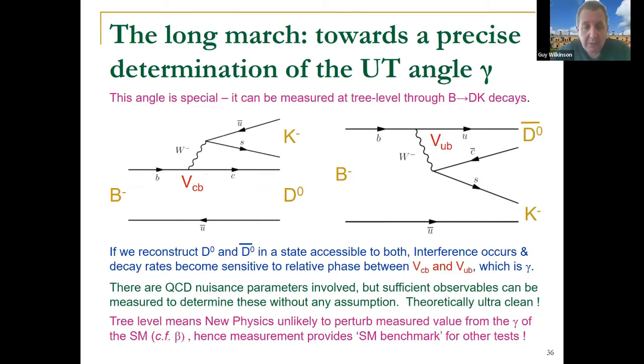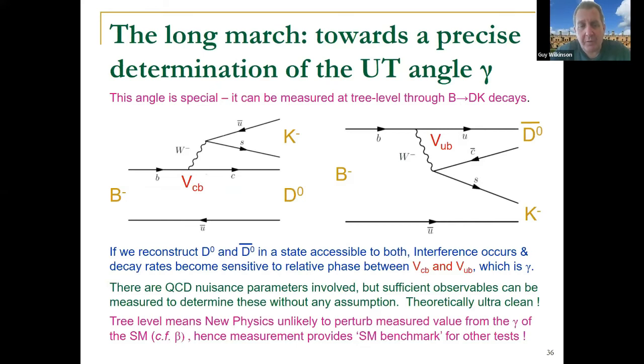Okay, as ever, there are QCD nuisance parameters involved, but there are sufficient observables that if you collect together enough decays, you can eliminate those and you can get at gamma cleanly. And what is very nice is that these are tree level processes, which means that they really should not be perturbed by new physics. That might sound counterintuitive. That's not the thing we want.